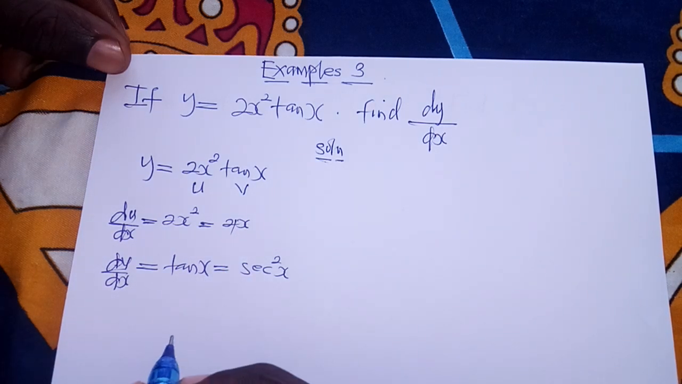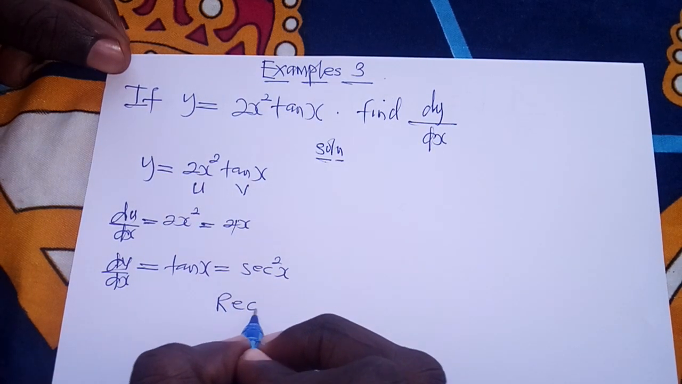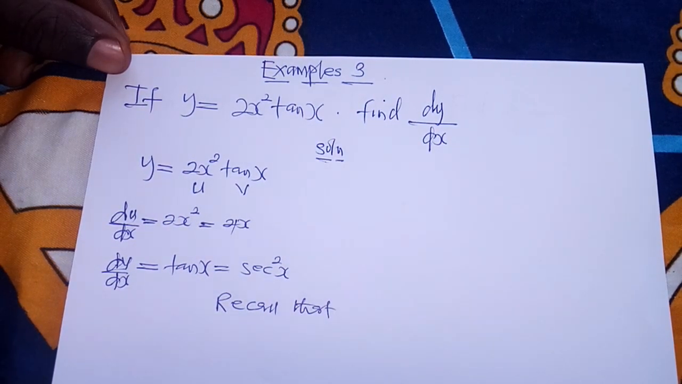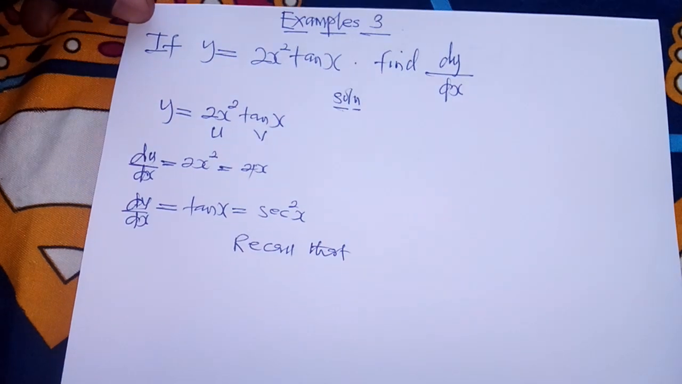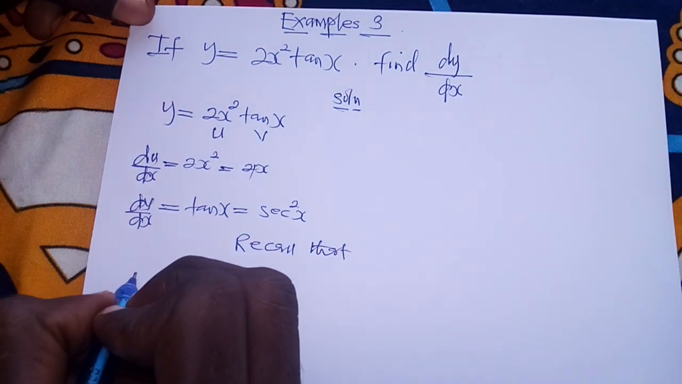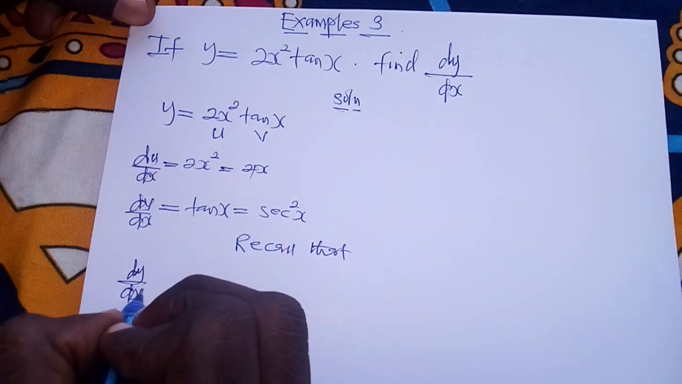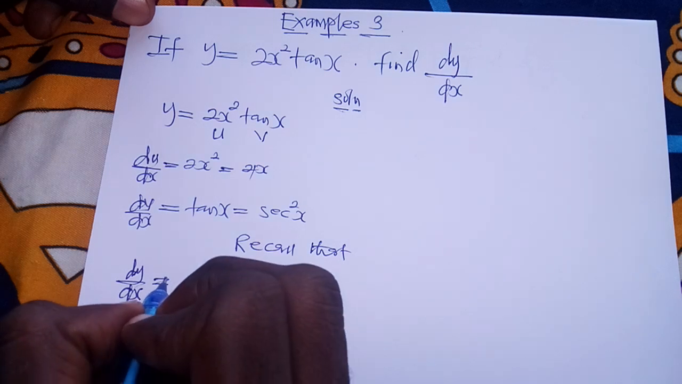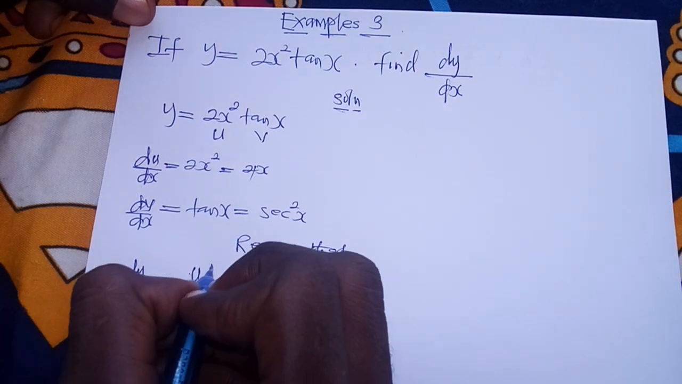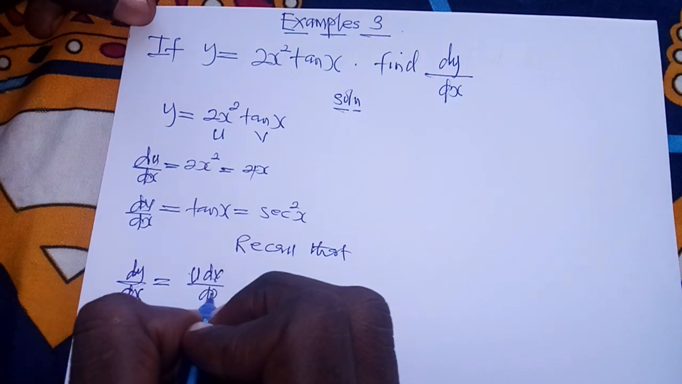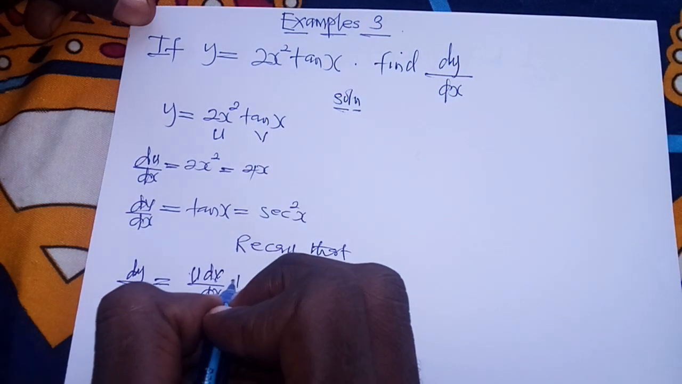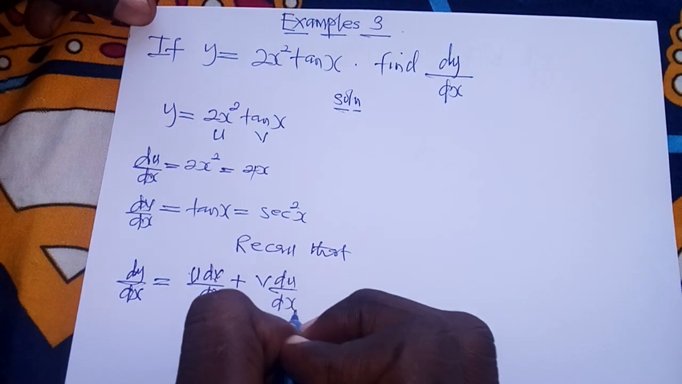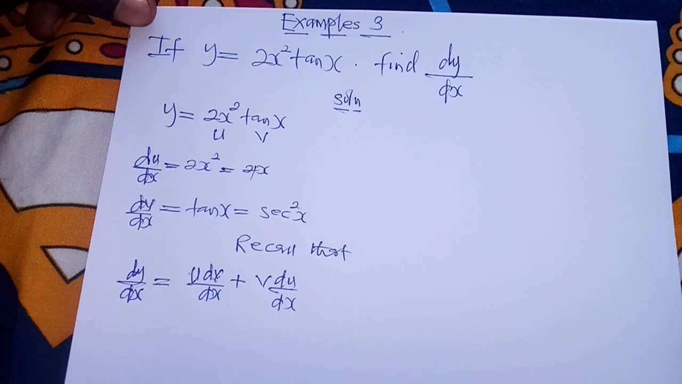Now let's recall that, meaning we are coming to use the formula now. We know the formula stated as dy upon dx is equal to u dv upon dx plus v du upon dx. So this is the formula that we have to use to differentiate this one.